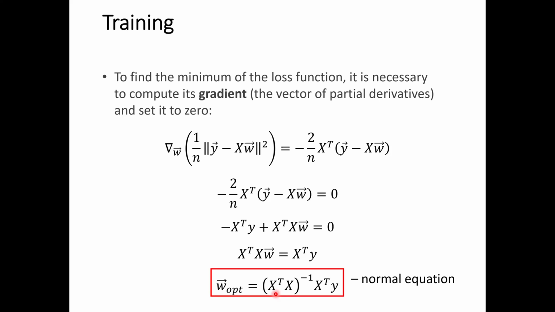X superscript T is the transpose of matrix X, where rows become columns and vice versa. We need to multiply the matrix X transpose by the matrix X, and then find the inverse of the resulting matrix. Then it is necessary to multiply the inverse matrix by the transpose of X and multiply the result by the target vector Y, containing the true output values. As a result, we should obtain the optimal parameter vector W.